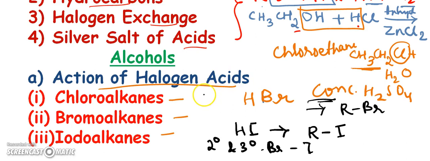For preparing the primary haloalkane, you can use anhydrous zinc chloride or zinc bromide, zinc iodide, like that. So today we have learned about the preparation of haloalkanes by the action of halogen acids on alcohols.